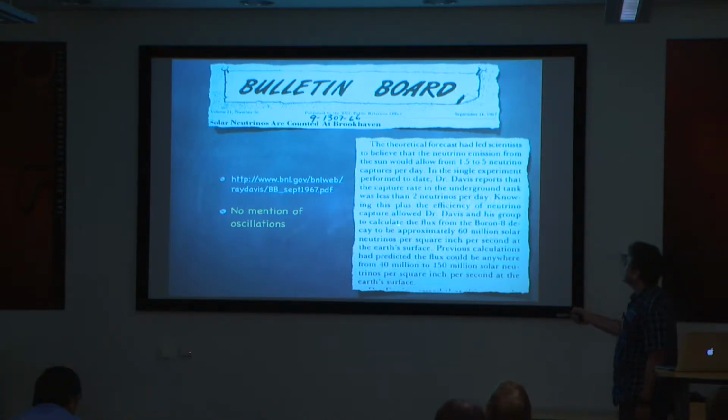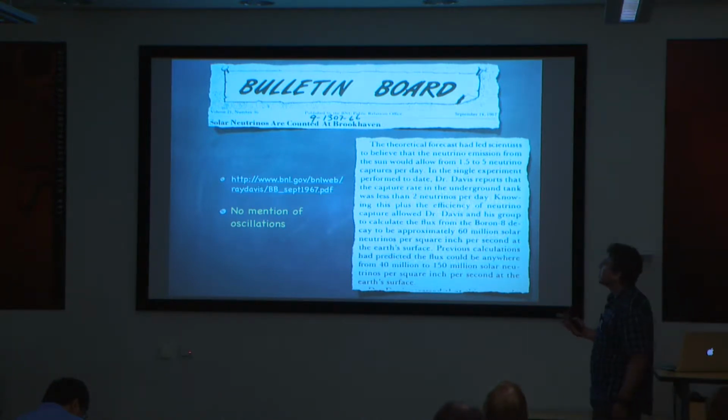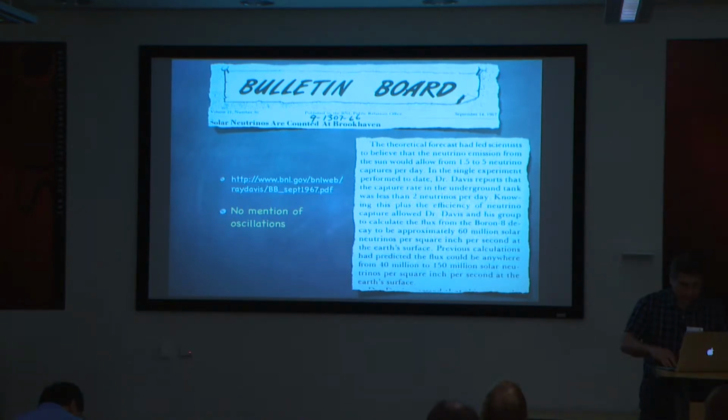Davis and his group to calculate the flux from the boron-8 decays to approximately 60 million solar neutrinos per square inch per second at the Earth's surface. Previous calculations had predicted the flux could be anywhere from 40 to 150, and basically the message is that now theorists will adjust their models. It's quite a remarkable document. I mean, of course, it would have been very striking at that time to understand that these were neutrino oscillations, but nonetheless, sometimes being conservative is not the same as being right.